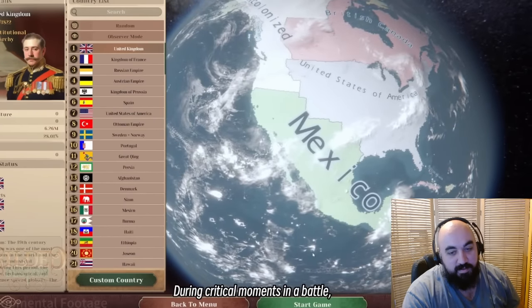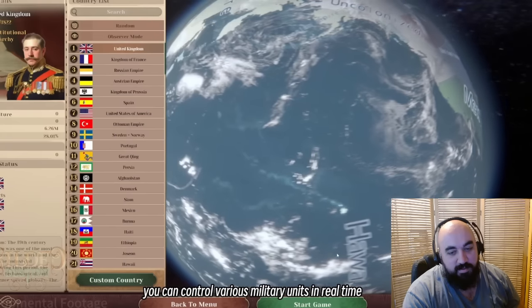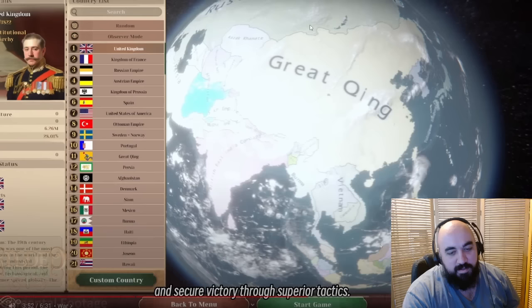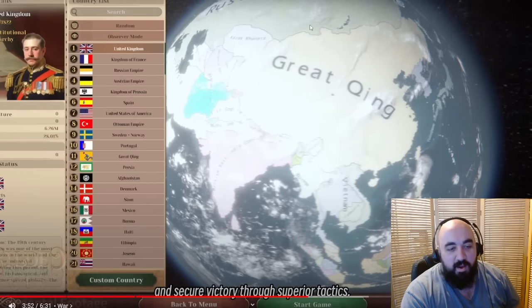During critical moments in a battle, you can control various military units in real time and secure victory through superior tactics. I honestly, one of the things that really drew me to Victoria 3 initially was that military would be hands-off, because as a player, I want to outsmart the AI in terms of economics and not in terms of military and micro. And so the more hands-on the military is, the more that this is an important factor. So for me, this is a drawback, but I see most often people complaining about lack of control of military units in Victoria 3.